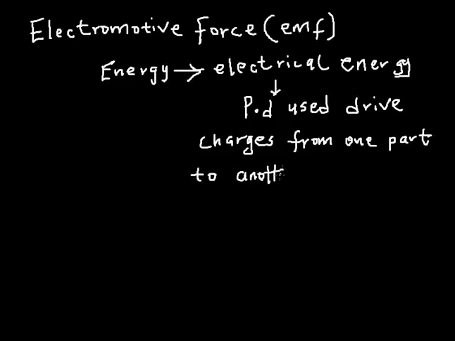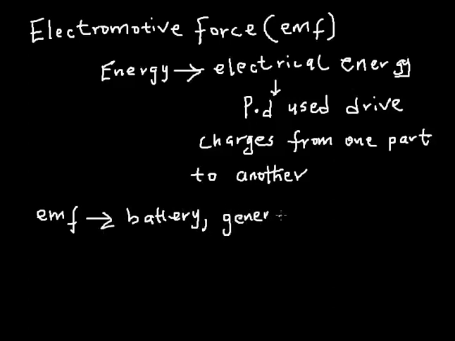So that simply means that the EMF we are talking about, that energy, might come from a battery. A battery can provide EMF. It might come from an electric generator like a dynamo. When a dynamo rotates, it can provide EMF. It might come from even nuclear. It might be a solar cell. A solar cell can also provide energy in the form of light energy, which is converted to electrical energy. All right, so please take note of that.